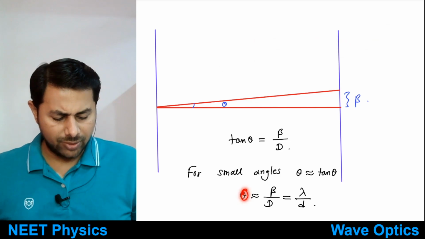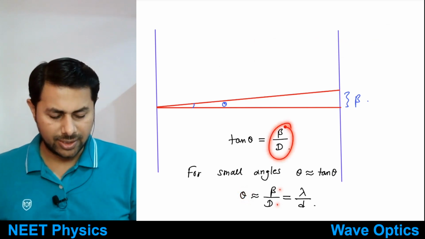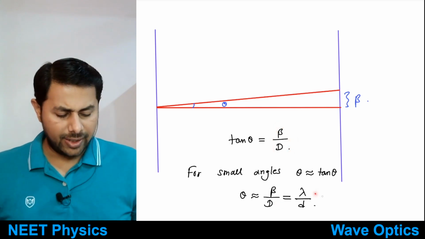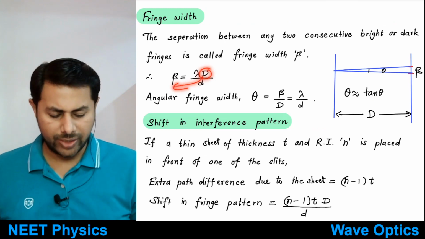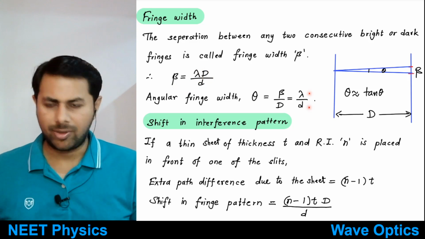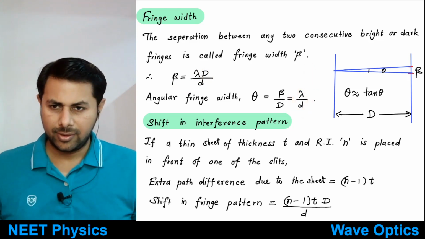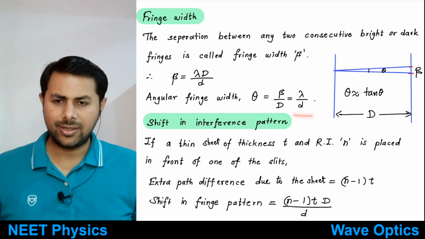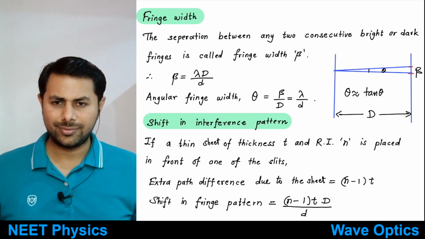Okay, so then you have theta nearly equal to beta by D. And so if you take this D on this side, what will you get? Theta is equal to beta by D, which means it is lambda by small d only. Lambda divided by small d. Okay, this thing is clear. Right? Yes, no?